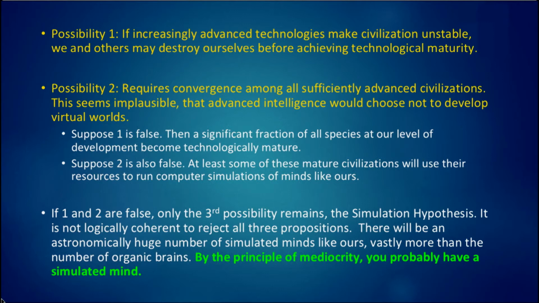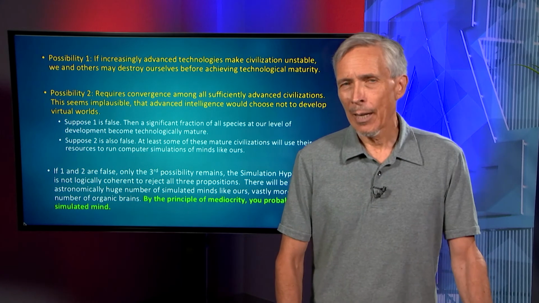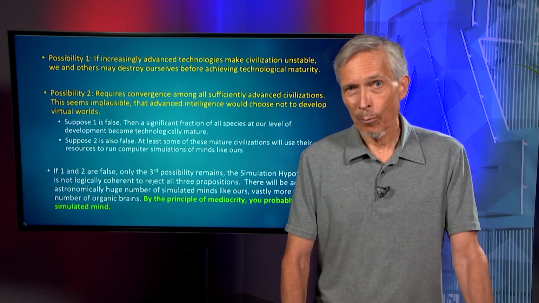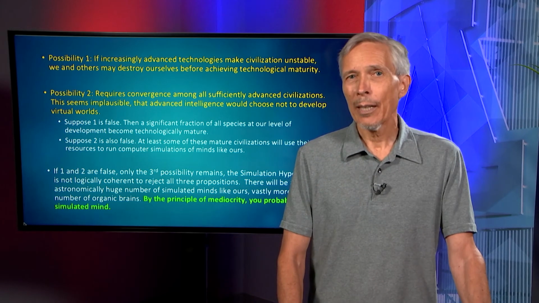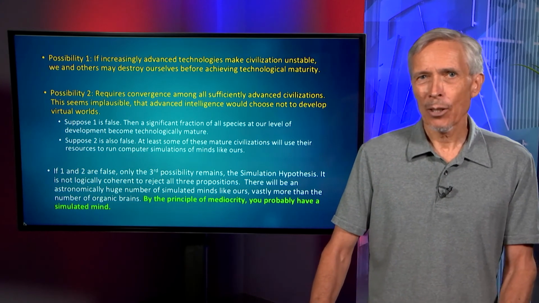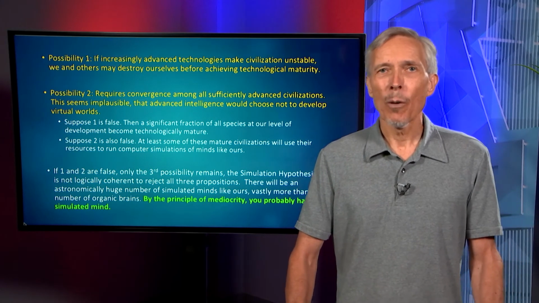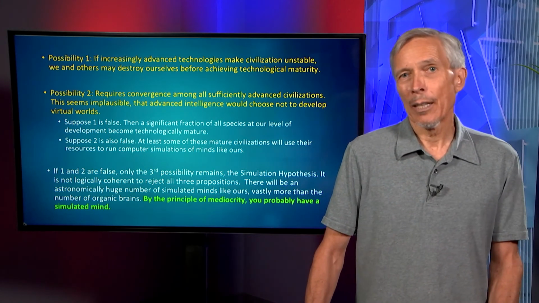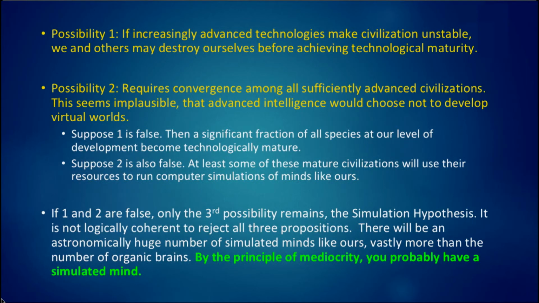Suppose 2 is also false, then at least some of these mature civilizations will use their resources to run computer simulations of minds like ours. The other thing to bear in mind is that as opposed to creating biological creatures, which requires materials and energy, creating technological simulations of creatures like us is computationally cheap. The power of computation increasing according to Moore's law means that there's almost no energetic resource required to create simulated entities like us. So the logic here is provocative, because if 1 and 2 are false, then all we're left with is the third possibility, the simulation hypothesis itself, saying that we are simulated entities of some superior intelligent civilization.